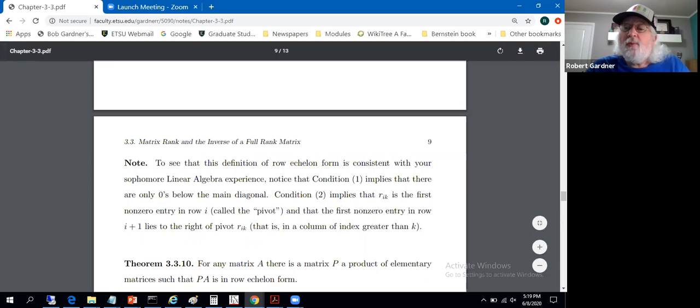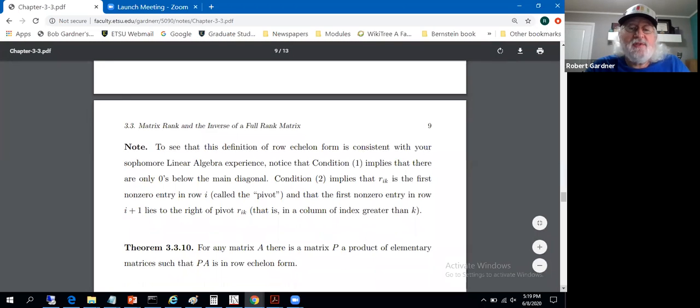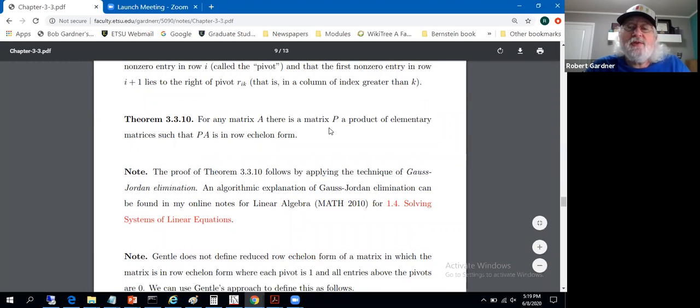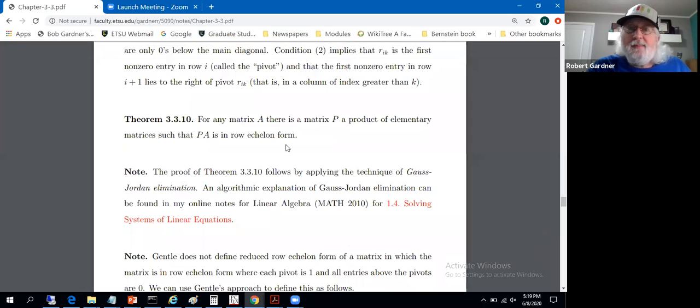Reduced row echelon form, we'd go a little bit further and require that we have zeros above the pivots as well. For any matrix A, there is a matrix P, a product of elementary matrices, such that PA is in row echelon form. Yeah, you can take any matrix and put it in row echelon form using row operations. And row operations are represented by elementary matrices when multiplied on the left. P is a product of those elementary matrices. P is sort of a matrix that encodes the row operations that you did, that took A and reduced it to a row echelon form.